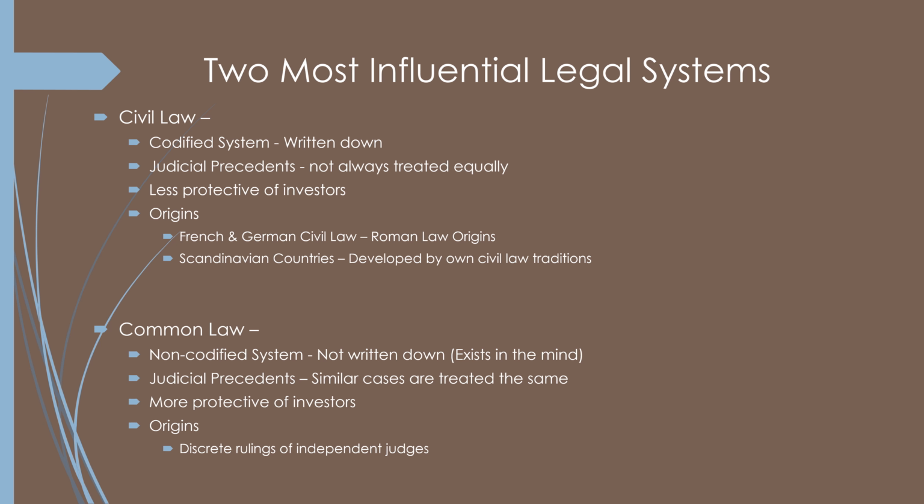Common law, on the other hand, is a non-codified system, which means that it's not written down. It could be said that it exists in the mind. When it comes to judicial precedents, common law treats all the cases similarly, which means that a case that happened 5 years ago, 2 years ago, last month, and today should be treated the same or equally. Common law is more protective of its investors, and it originates from discrete rulings of independent judges.